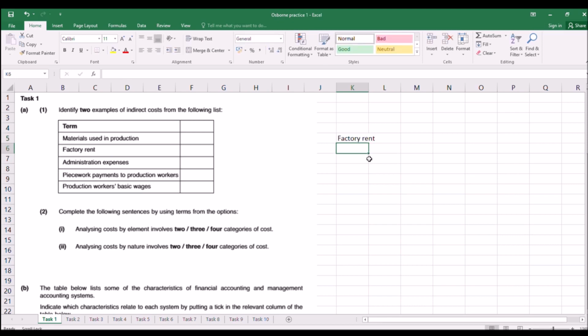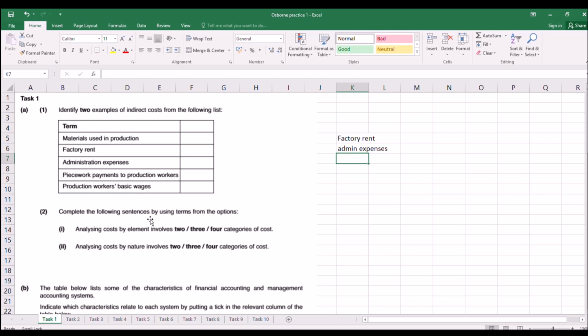Okay, and the administration expenses as well. That's going to be another one. So those are going to be our 2 indirect ones in here. Let's have a look. Piecework payments to production workers. So that's labour specifically attached to the actual production. Even if it was a time rate method to production workers, that's still going to be a direct cost because it's specifically attached to making things. Then we've got the production workers' basic wage. So both of those 2 are direct, as is the materials, because that's what we're using to physically create it. These, factory rent and administration, are overheads, fixed costs, it feels like. So that's where we're going for that one.